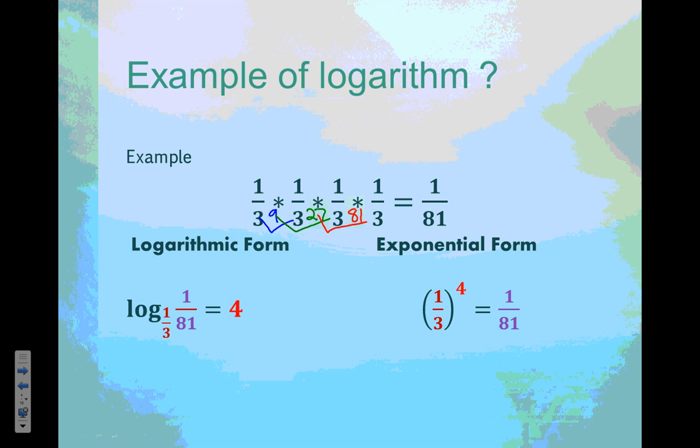You must remember the names of the different parts of this notation. We have the exponent, which is the number of times we're multiplying a number by itself. So in this case, the exponent is 4. We have the base, which is the number which we're multiplying by itself, and in this case is 1/3. And lastly, we get the argument, which is the answer we get after we multiply a number by itself numerous times.